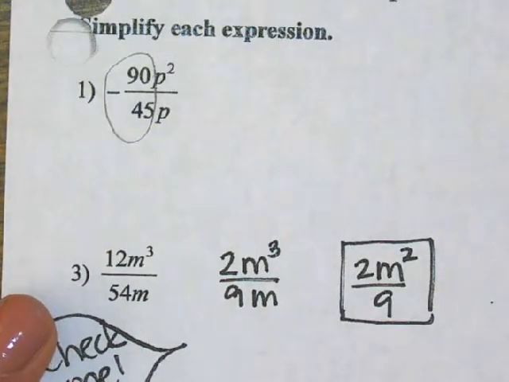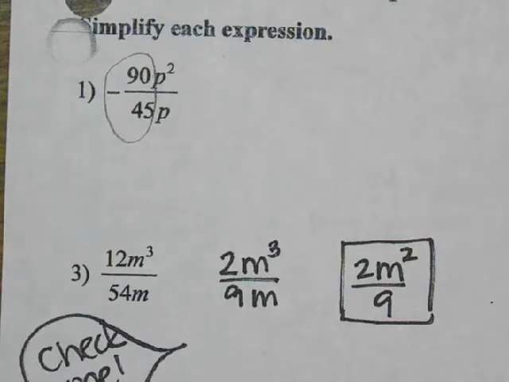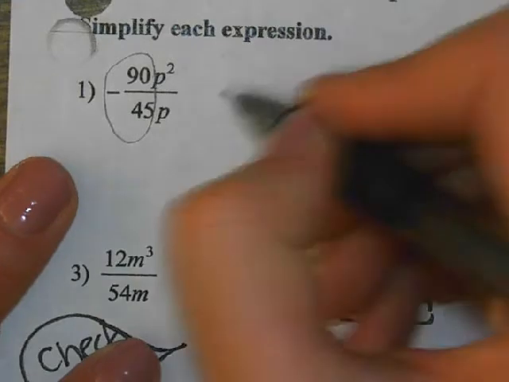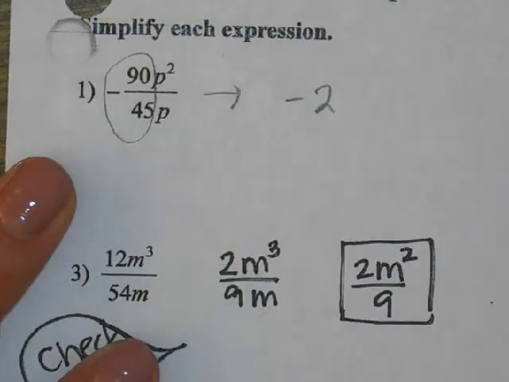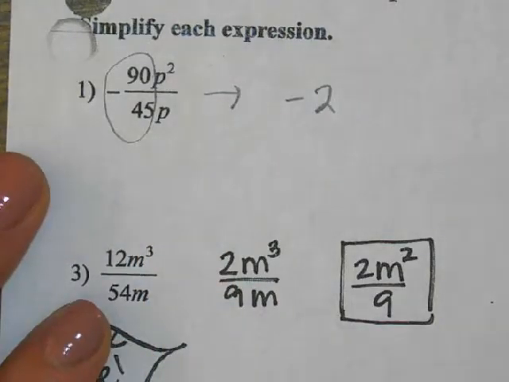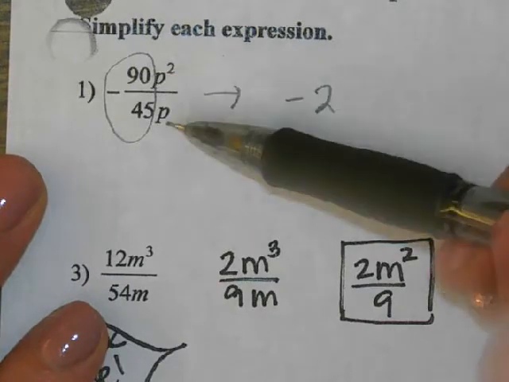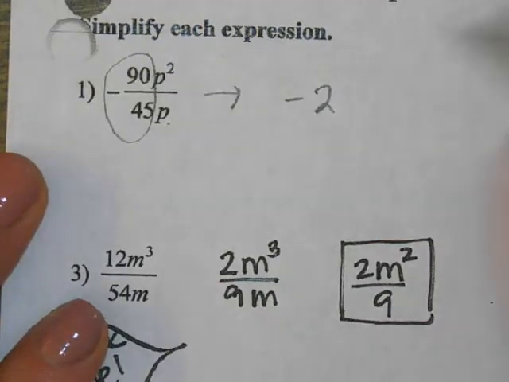45. Yeah, and I can actually see on this one, I don't even really have to simplify that fraction. I can just straight up divide those numbers. What happens if you do negative 90 divided by 45? Negative 2. So that's giving me negative 2. What about having p squared over p? You get p.